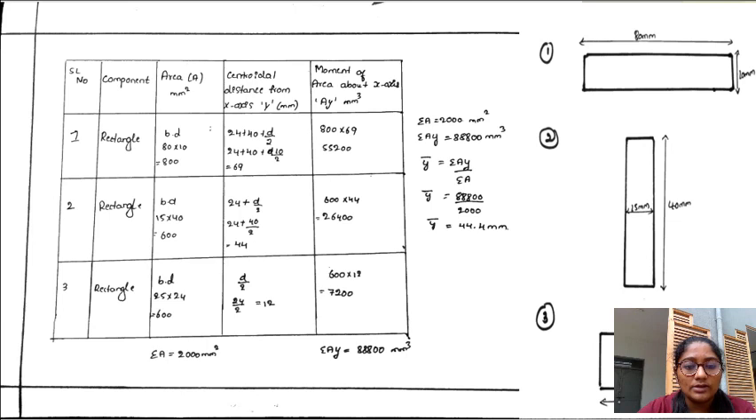We get the values: summation of A is equal to 2000 millimeter square, and summation of Ay is equal to 88,800 millimeter cube. Now we have to find y bar, which is equal to summation of Ay by summation of A, which is 88,800 divided by 2000. If we divide, we get the value 44.4 millimeter.